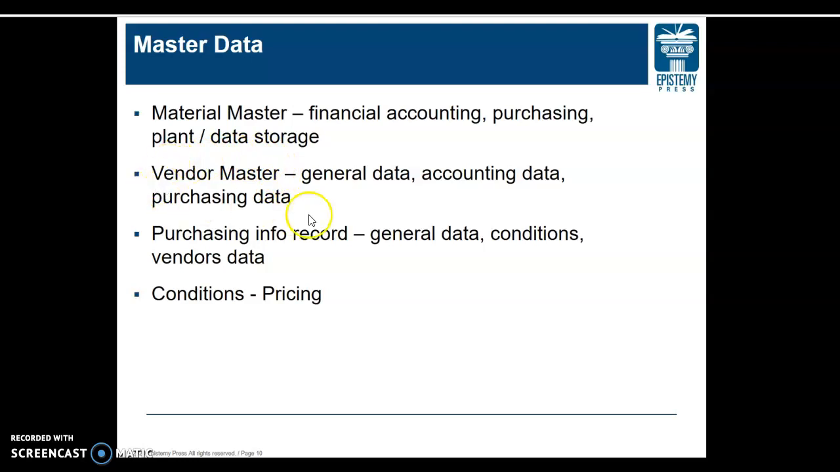We need to set up information about all our vendors, so who we're buying the material from. So general data, things like vendor's name, address, phone number, that sort of thing. We need accounting data set up for each vendor, so information about their bank, payment terms, reconciliation accounts, and the general ledger, that sort of thing.